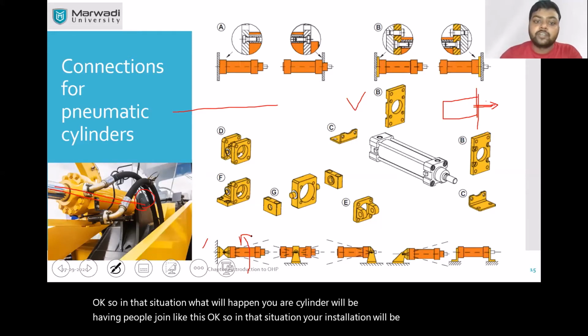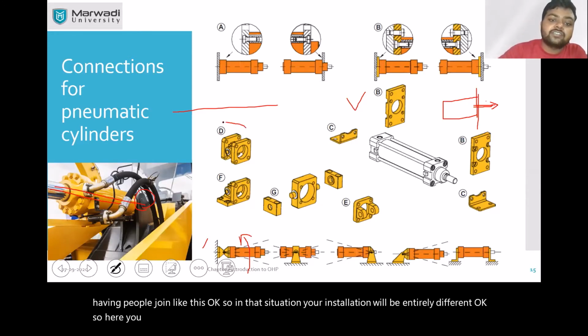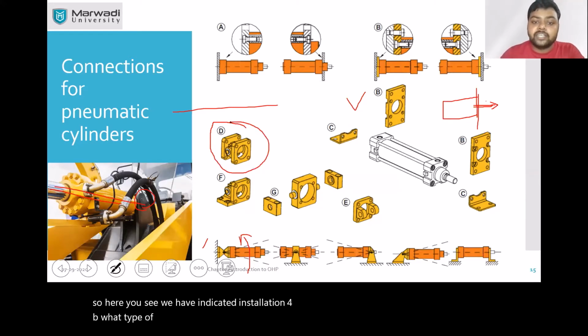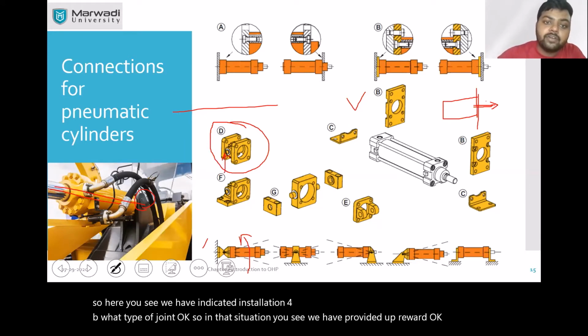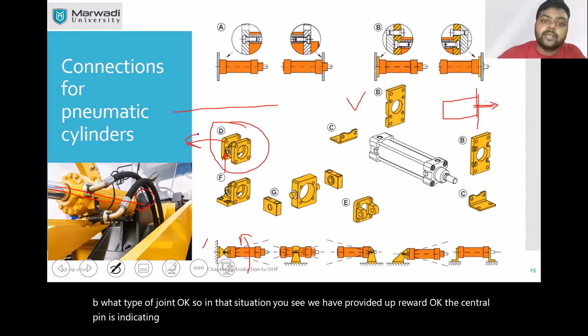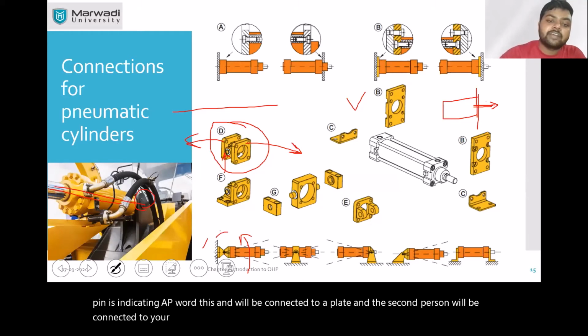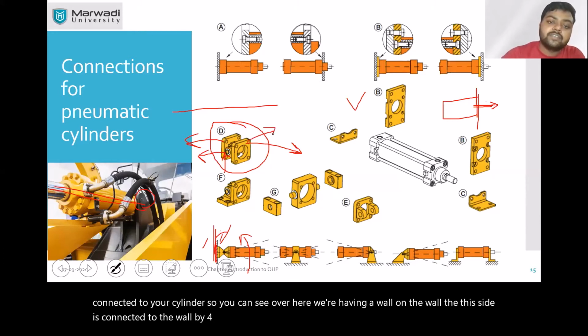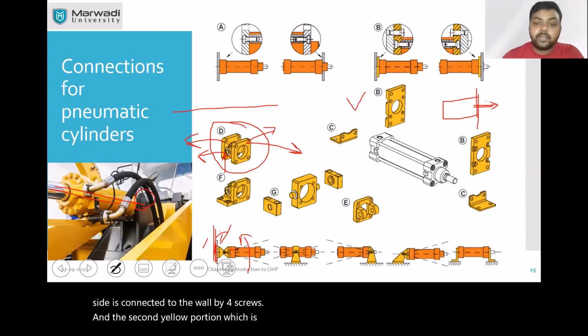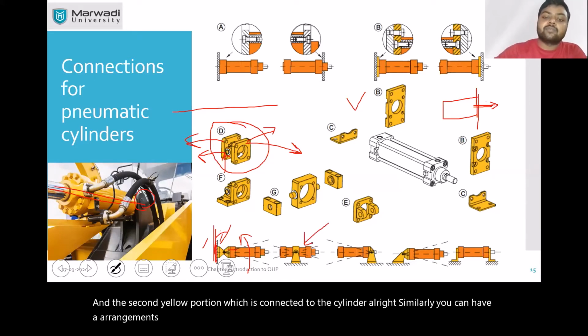So here you see we have indicated an installation for a pivot type of joint. We have provided a pivot. The central pin is indicating a pivot. This end will be connected to a plate and the second portion will be connected to your cylinder. So you can see over here we are having a wall. This side is connected to the wall by 4 screws, and the second yellow portion is connected to the cylinder. Similarly, you can have an arrangement where the cylinder is connected from the center.